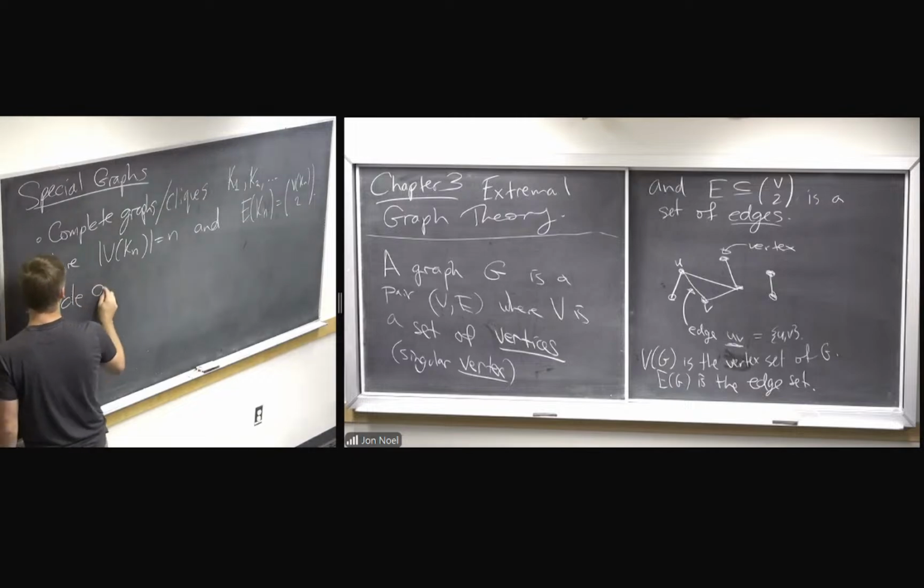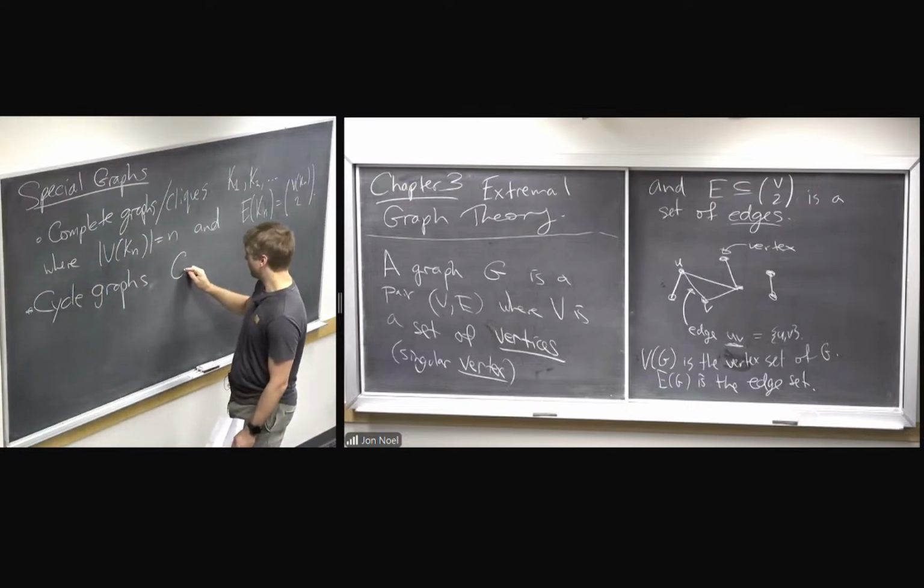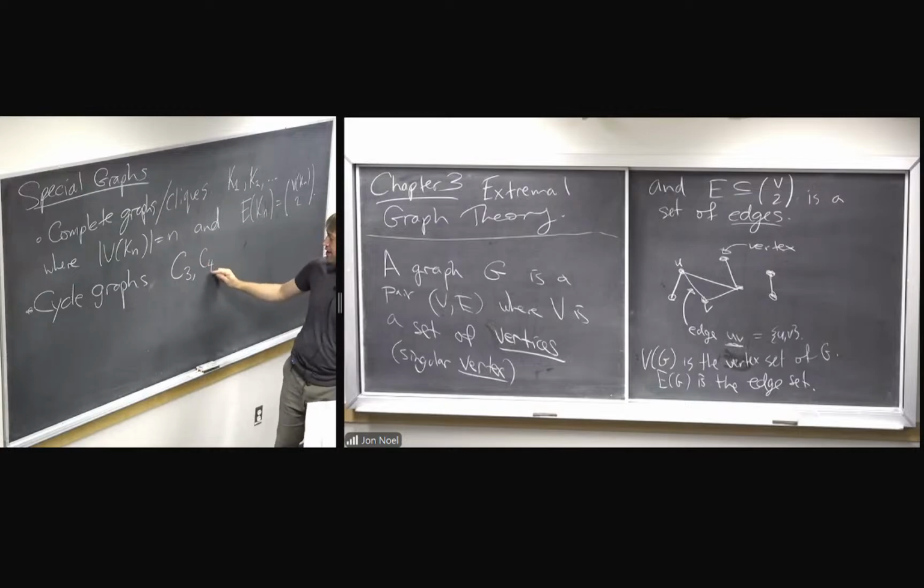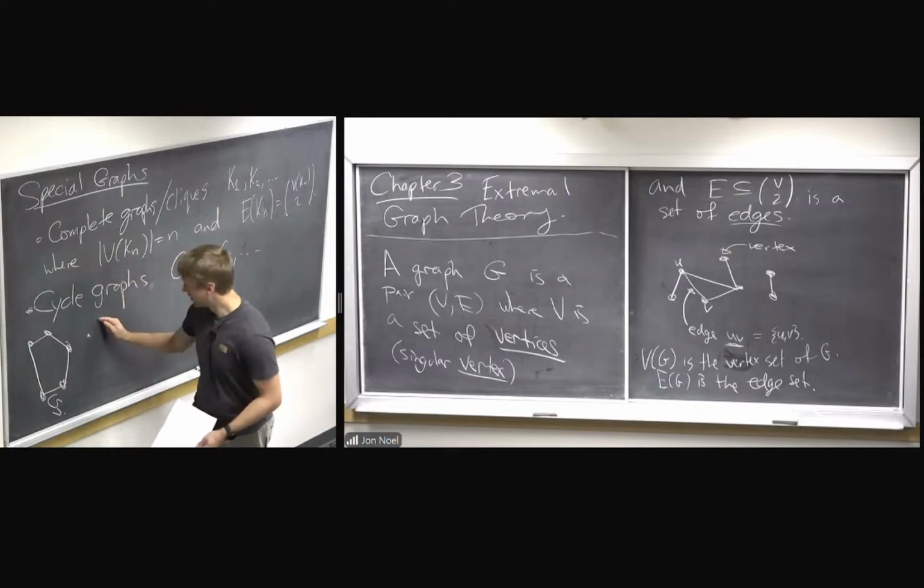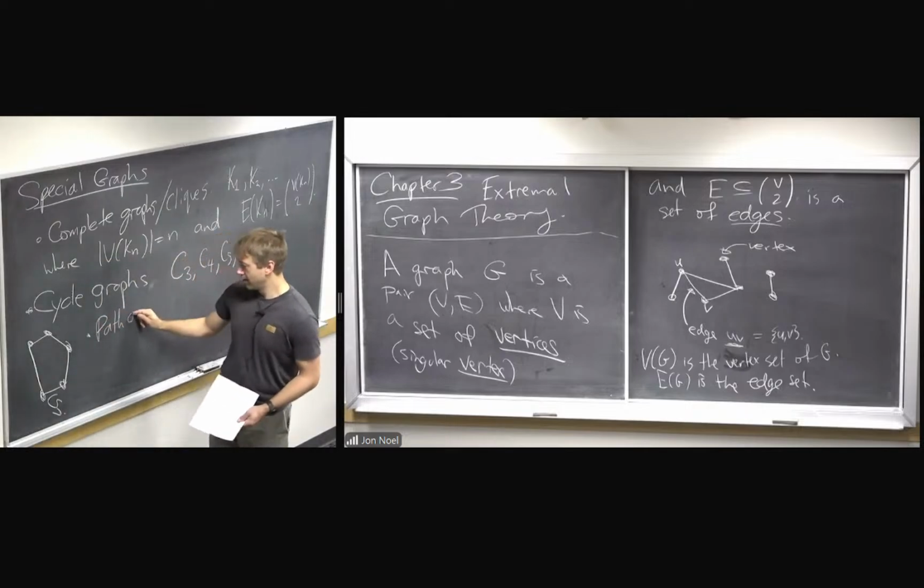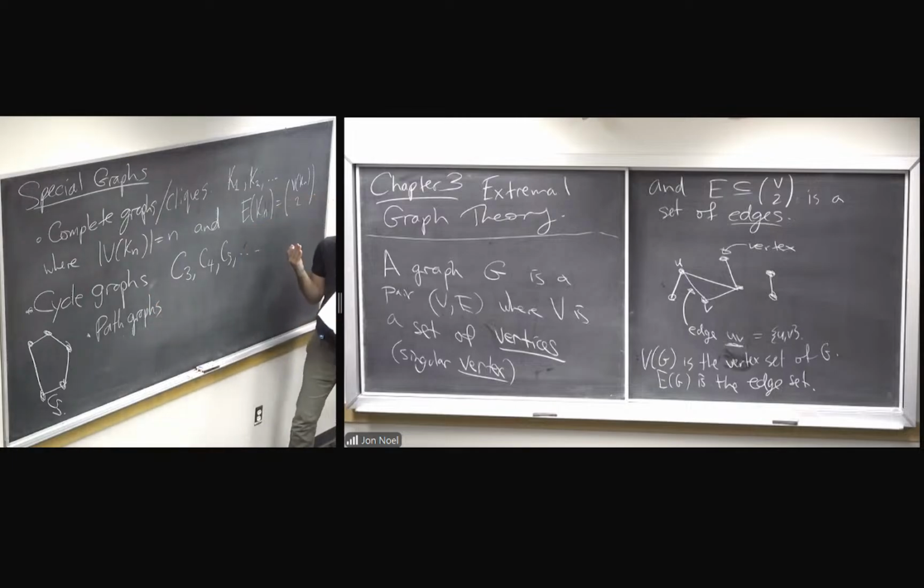Cycle graphs. You've got cycles C3, C4, C5, etc., which is what you might think of as a cycle. You just put the vertices in a cyclic order and connect them up. So that would be a 5-cycle. And then if I take away one of those edges, I get a path.